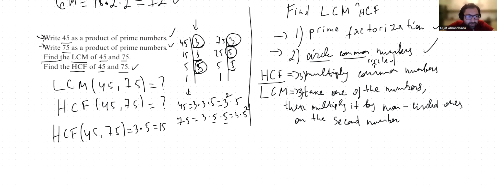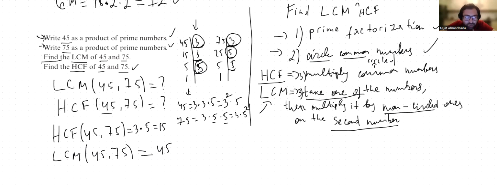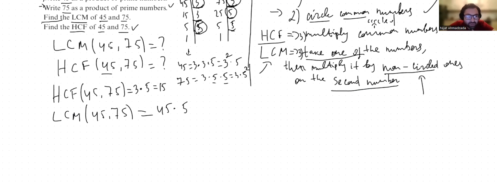Now let's go for LCM of 45 and 75. What was the step for LCM? Take one of the numbers. Let's take 45; it doesn't matter which one we take. Then multiply it by the non-circled numbers on the second number, which is 75. In 75, there is only one number which is not circled, which is 5. So 45 times 5 will be the LCM of 45 and 75.